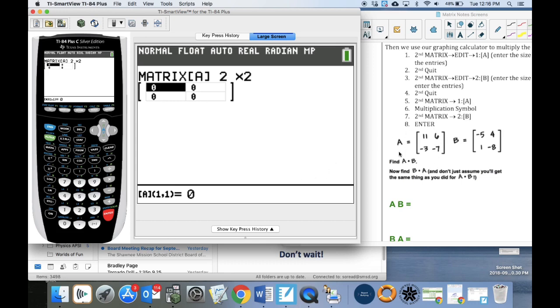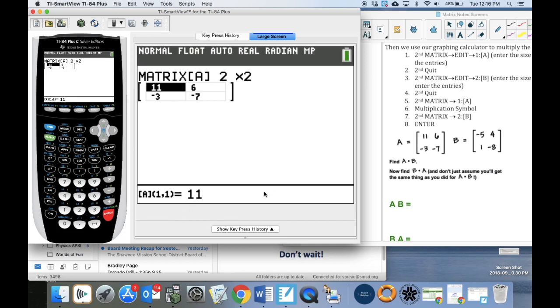The first A matrix on our paper is 11, 6, so we'll enter that. 11, enter, 6, enter, and then -3, -7. Make sure you're using the negative button, not the minus button. If you do the minus button, it doesn't like that at all. All right, there's matrix A.